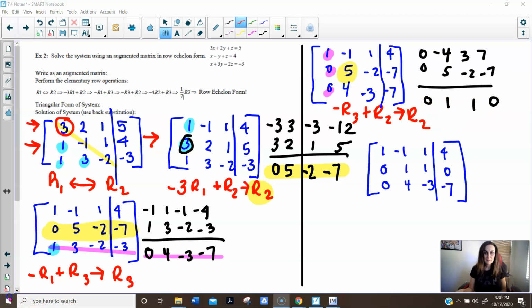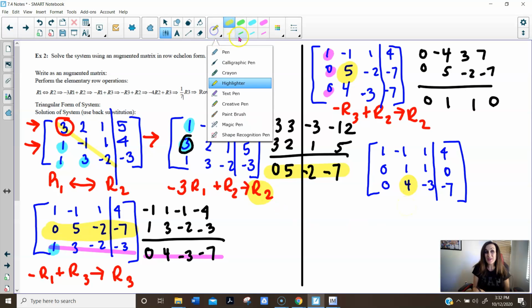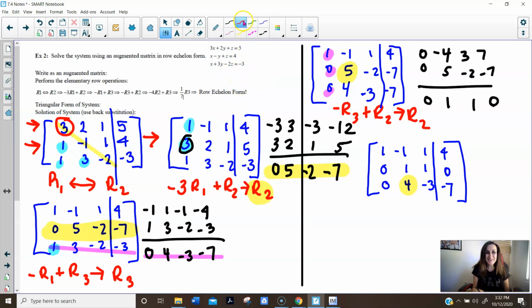I'll do that now. So next, I am going to try to make this 4 right here a 0. So I bet you're thinking you know what to do to make this 4 a 0. What if we take row 2, we multiply it by -4, and then we add it to row 3, and then that gives me my new row 3. So let's come over here and do that.